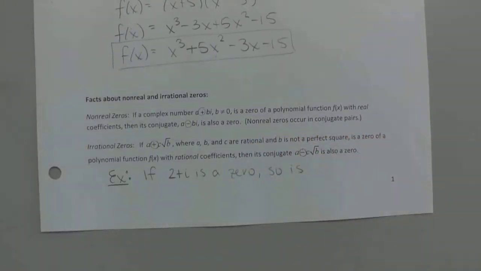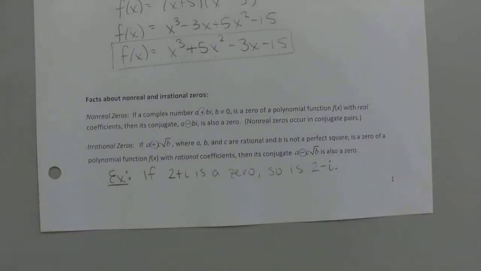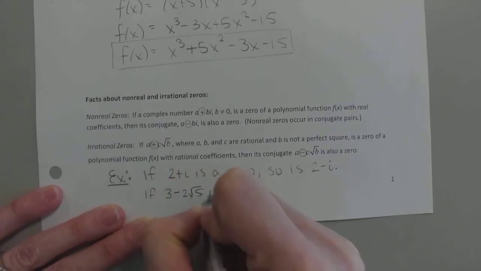If 2 plus i is a zero, so is what? If 2 plus i is a zero, what's the only thing we have to do to that number? Make it a negative. And not the whole number, but just the i part, right? The imaginary part. So if 2 plus i is a zero, so is 2 minus i. You guys got it. So that's kind of the imaginary number.